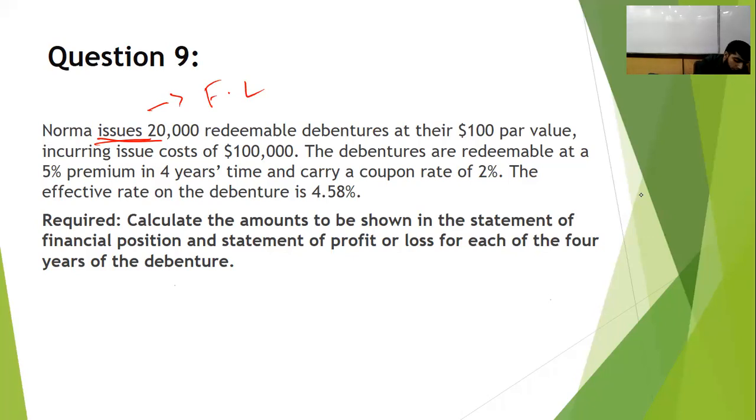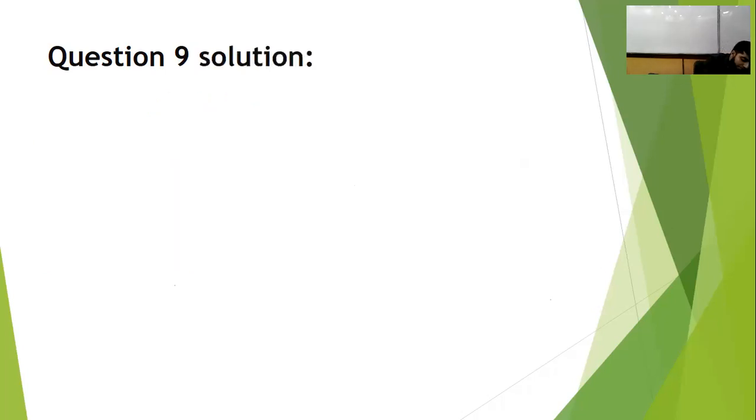Okay, let's move on. 20,000 redeemable debentures were issued at their $100 par value. It means the debentures were issued at $100 and that is the par value as well. Incurring issue cost, that is the transaction cost, of $100,000. Debentures are redeemable at a premium of 5%. That is the redeemable value. If it is given in the question, it's good to go. If it is not, we are not bothered about it. 4 years is the time period and coupon rate is 12%. Effective rate is 4.58%. And the requirements are asking what amount to be recorded in P&L, and what amount should be recorded in balance sheet. Let's prepare the table.